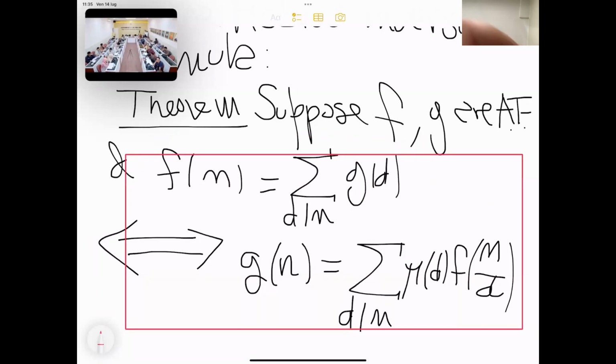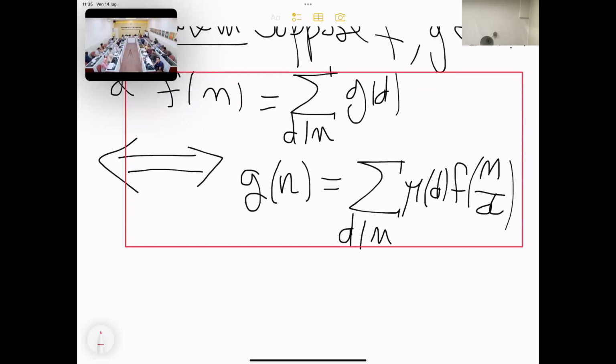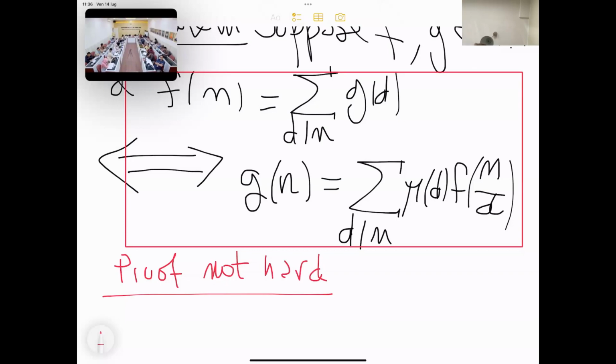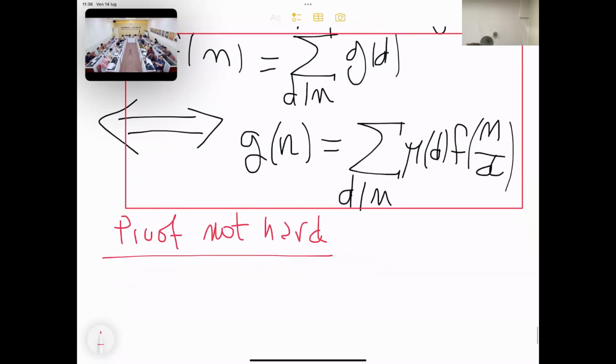So if f is the Dirichlet transform of g, then I can recover g from f using the Möbius formula in this fashion. Rather than proving this, the proof is not hard. I would like to give you an example of this.